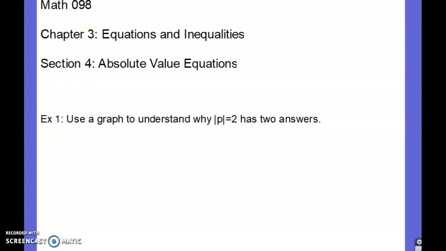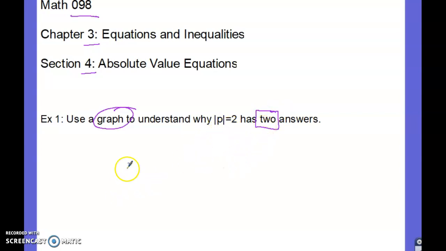Welcome to Math 098, and we're looking at Chapter 3, Section 4, Absolute Value. There's a couple things I want you to recognize, and the reason I'm asking you to look at a graph of this is to help you understand why there's two answers.